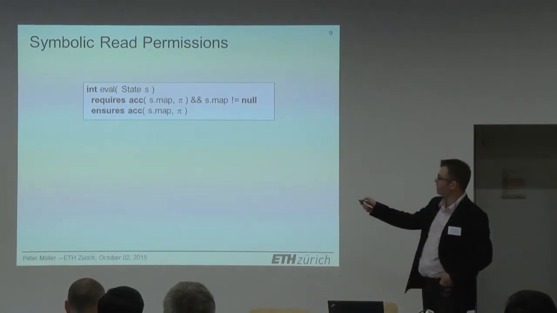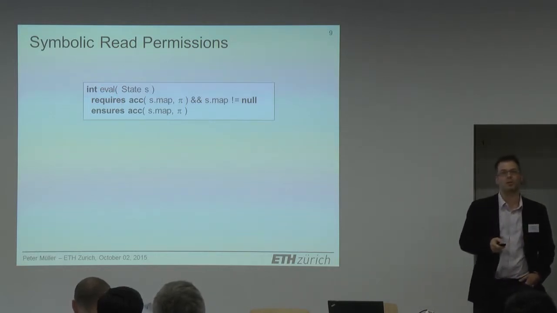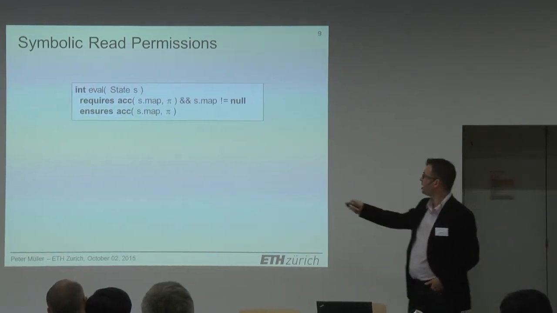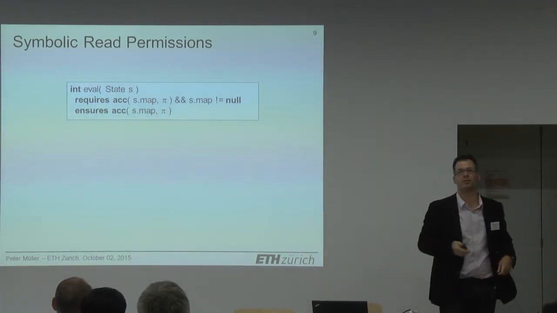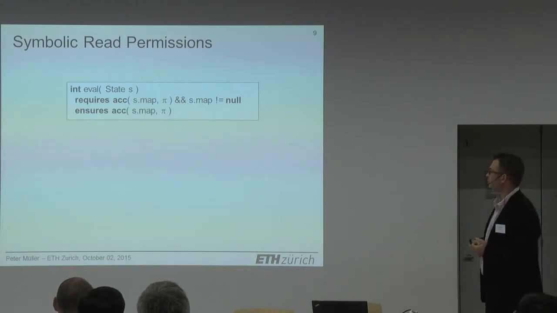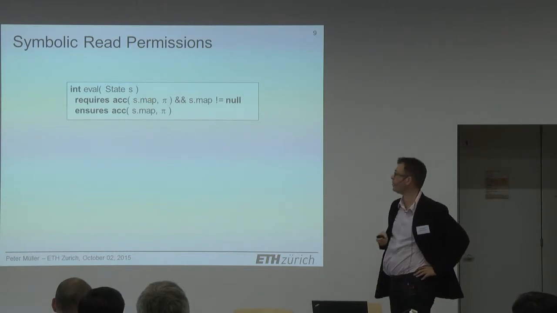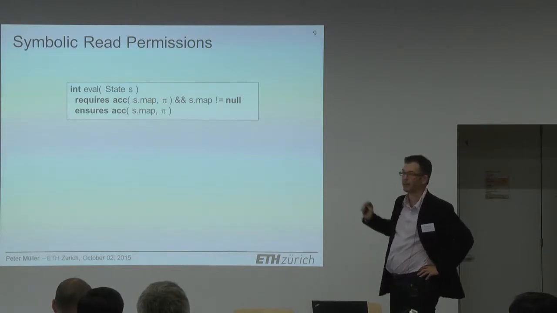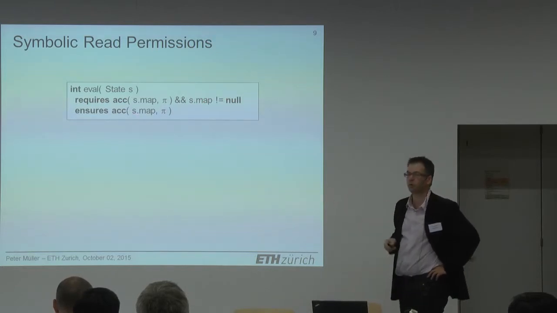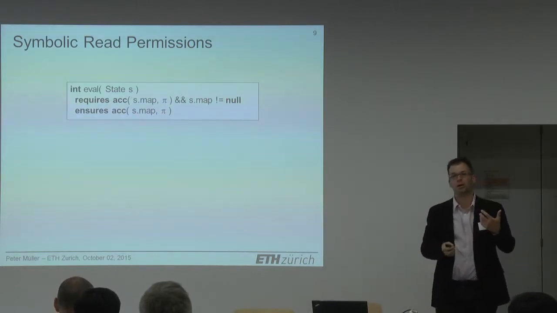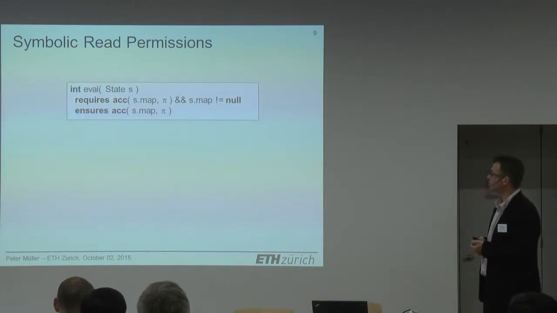Imagine that we have an eval method in, say, a Java-like program that sits inside an abstract syntax tree. It evaluates an expression in a given state. And let's assume the state s has a field map, which maps variables to values. Then what we would like to say is that we need access to this field s.map to look up values with some permission pi. And then this map should be non-null. And when we terminate, we give back this permission such that eventually the caller can assemble all the fractions and modify the state again.